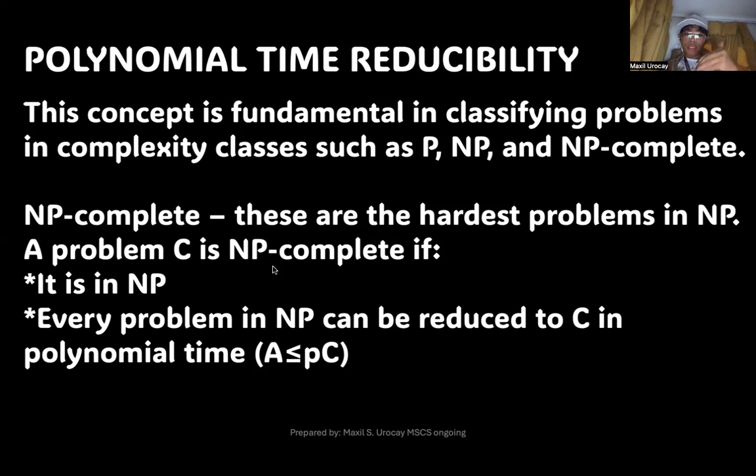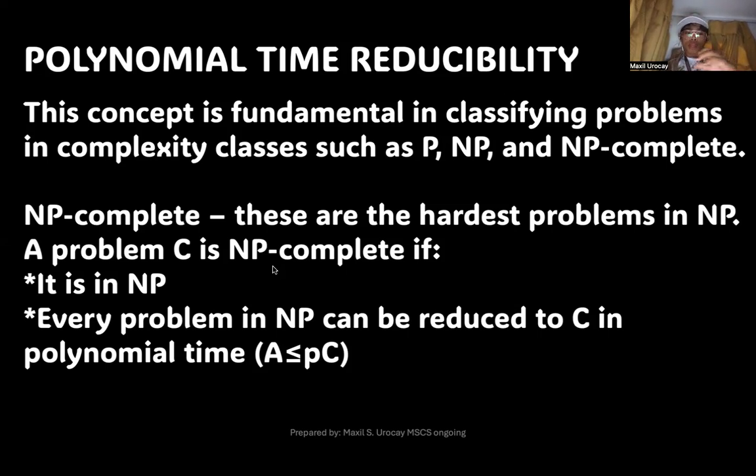Now, if you find a polynomial time algorithm to solve an NP-complete problem, all problems in non-deterministic polynomial time can also be solved in polynomial time. This would imply that P, the deterministic, equals NP, the non-deterministic, solving a fundamental question in our course actually.